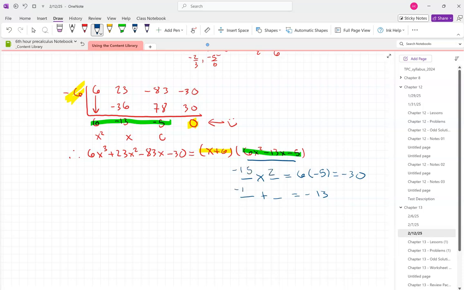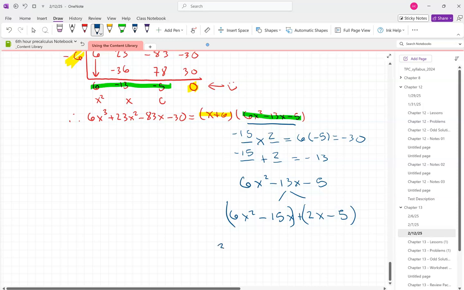That will work. My suggestion is always to do the multiplication piece first. So again, those two numbers, the negative 15 and 2, don't give you your factored form. What they do is they tell you how to split the middle term so that you can do a factor by grouping.